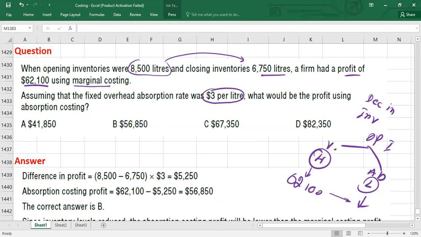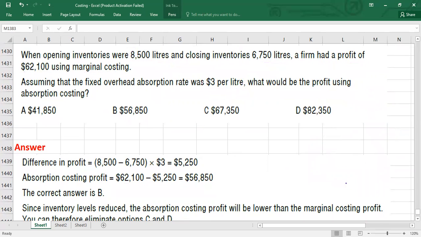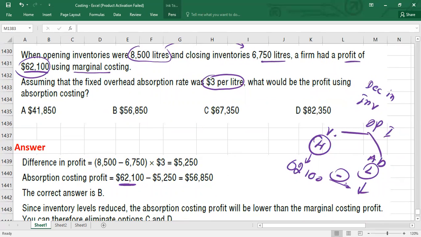So how will you calculate, guys? It's very simple. We take the profit under marginal costing, which is 62,100, and from there you need to subtract the change in inventory level multiplied by the fixed cost per unit. The change in inventory level is how much, guys? You have opening inventory of 8,500 and closing inventory of 6,750. Once you take this difference of liters, this is called a decrease in inventory level, and multiply by $3, which is the fixed cost.